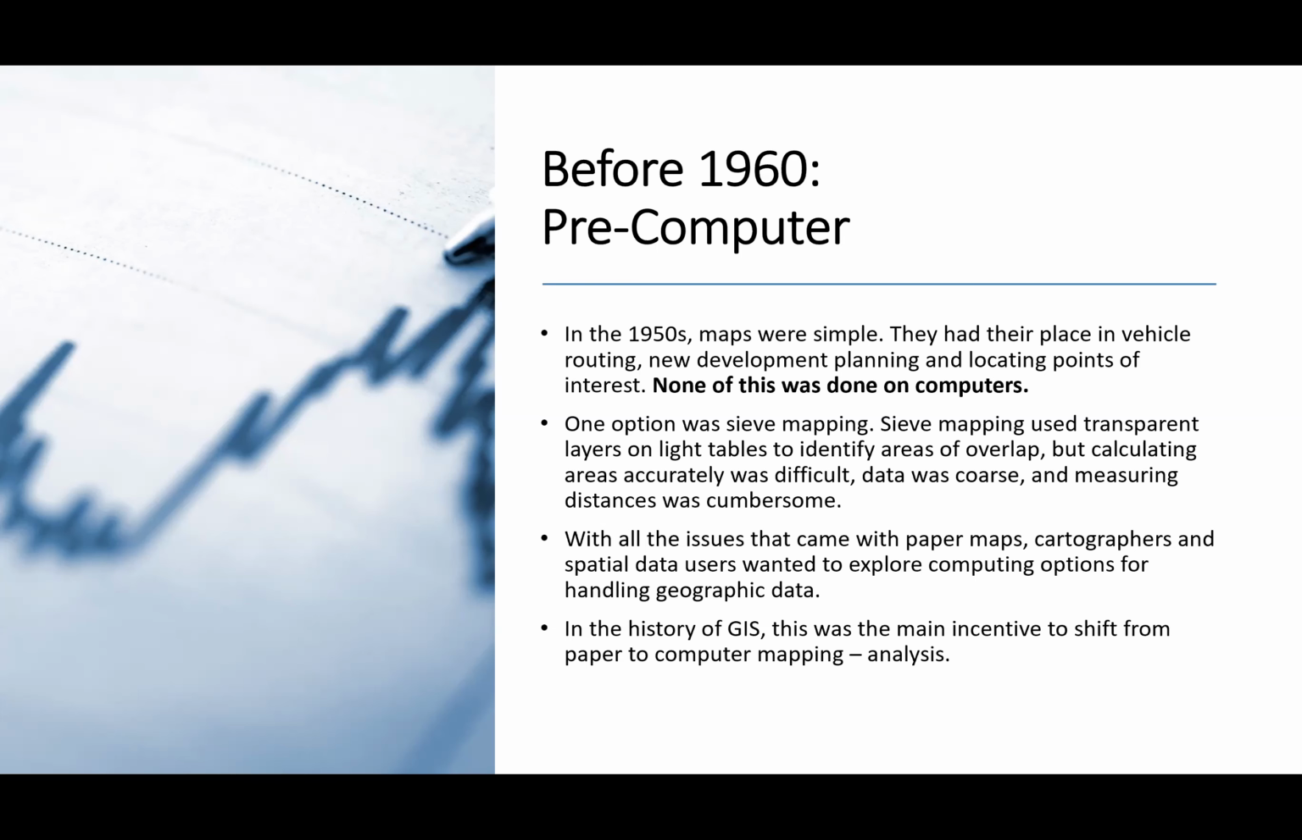And so in the history of GIS, this was the main incentive to shift from paper to computer mapping analysis, being able to do that in a mathematical, more accurate way, but also from the data storage aspect of, you have 100 paper maps. You can store that in a hard drive, for example. So it saves you space in physical space, but takes up digital space. But again, how we viewed the novelty of being able to do that.